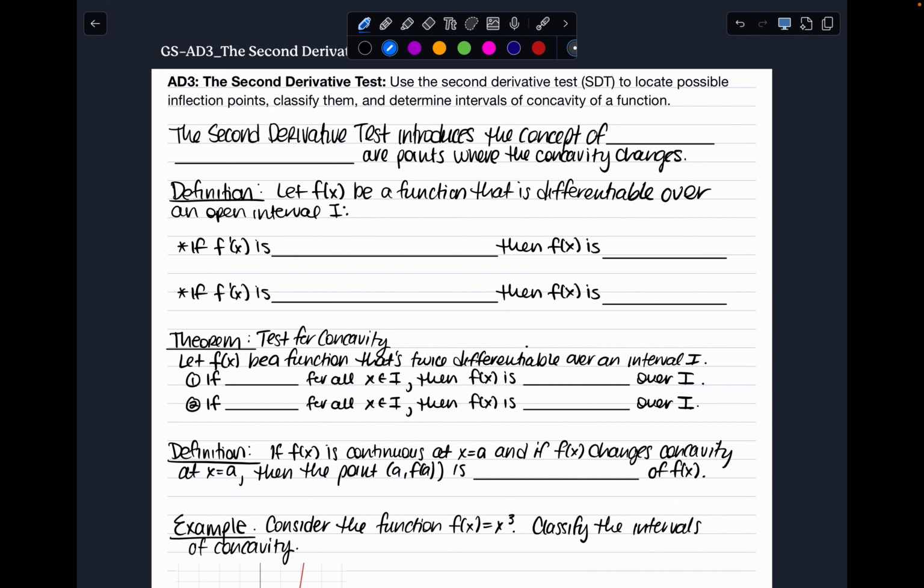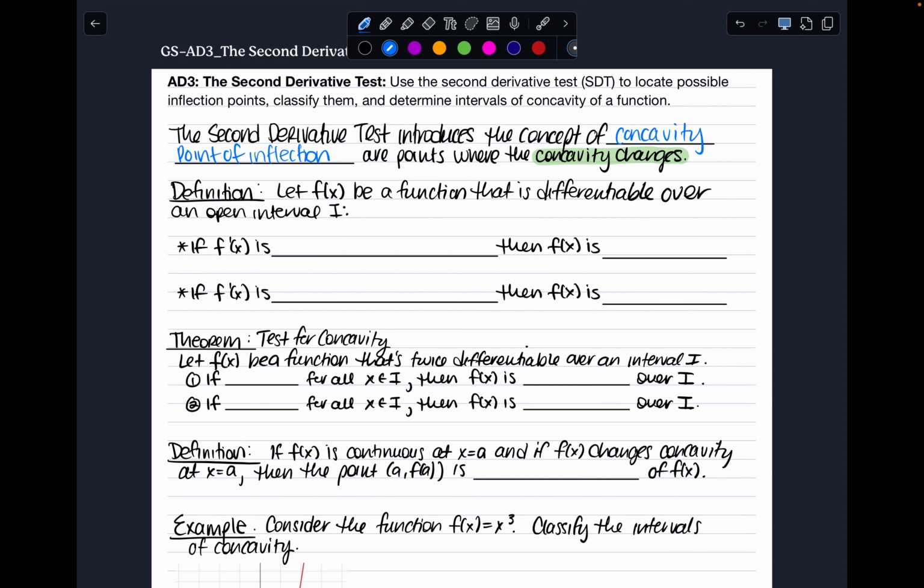So to start, let's just make a note that the second derivative test introduces us to the concept of concavity. And we're going to say that points where concavity changes, so if concavity goes from concave up to concave down, or concave down to concave up, we're going to call that a point of inflection. And don't worry too much right now if you don't know exactly what concavity is. We're going to illustrate that in an example.